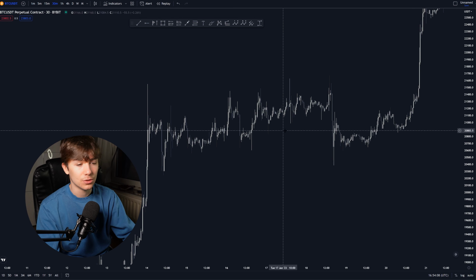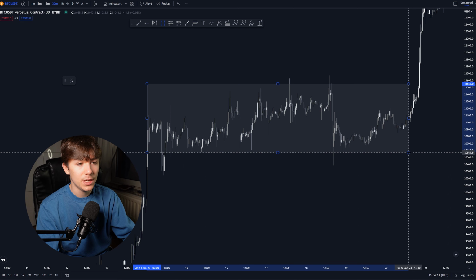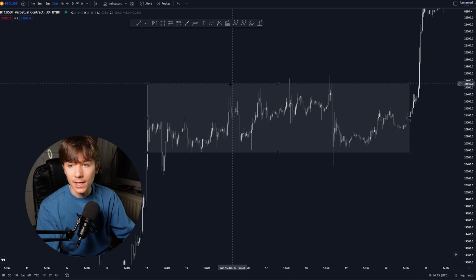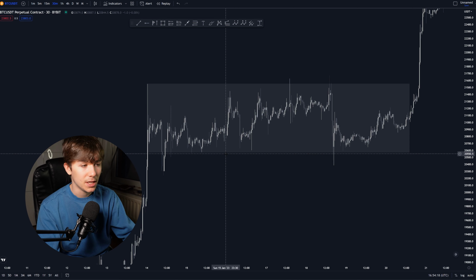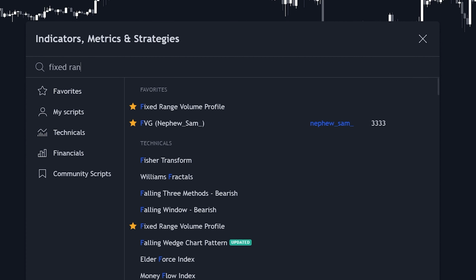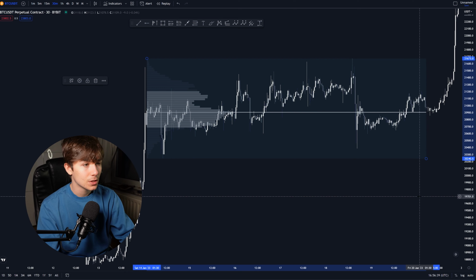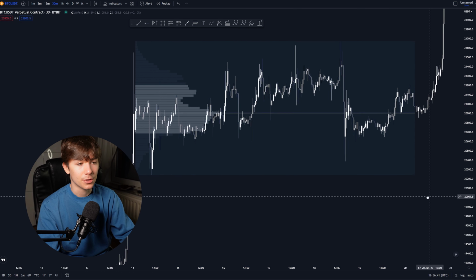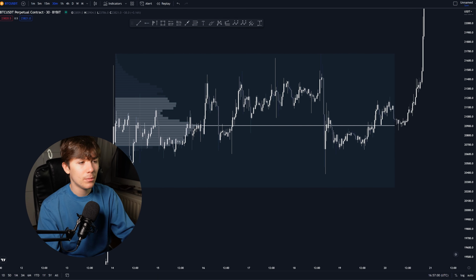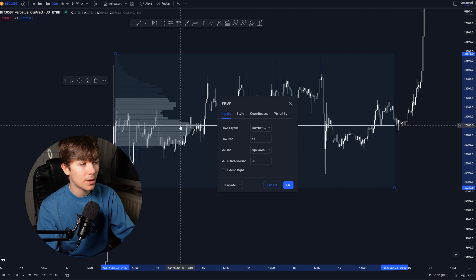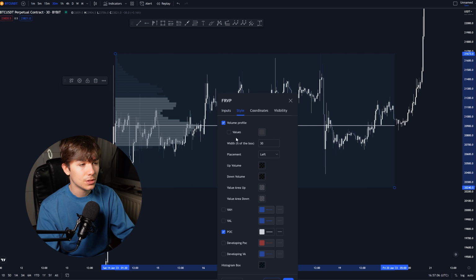Right here you'll see that this is a pretty good range, with this being the range high and this being the range low. Once the indicator is selected, you need to go from the first candle of the range to the last candle of the range, which is about here. Now the indicator will appear on your screen. My indicator might look a little bit different than yours, but you can just copy my settings real quick. Just screenshot this and use my settings to better follow along with this video.